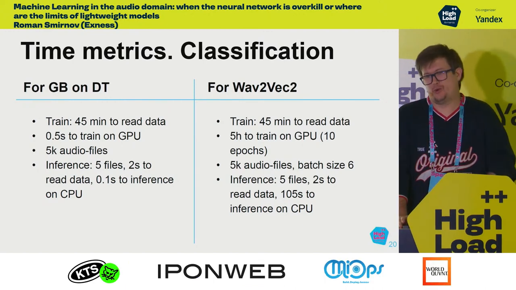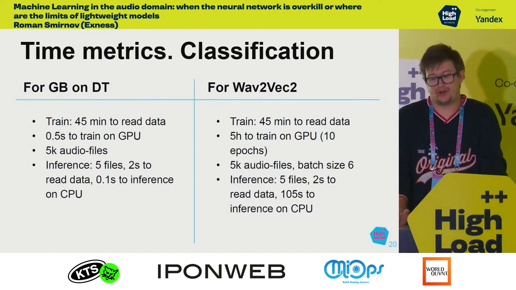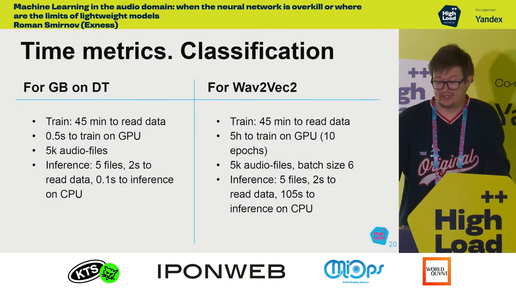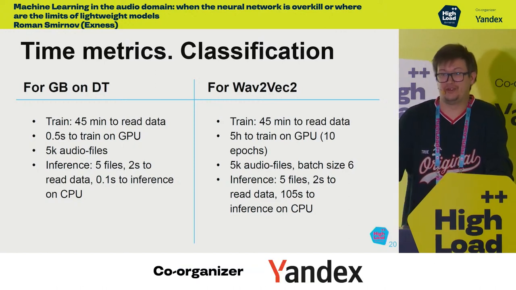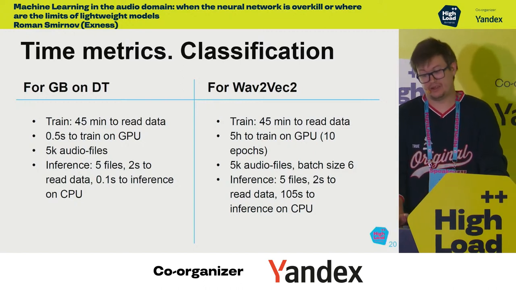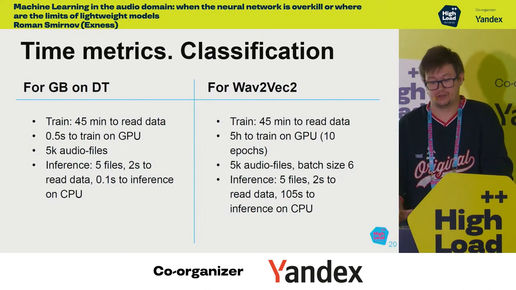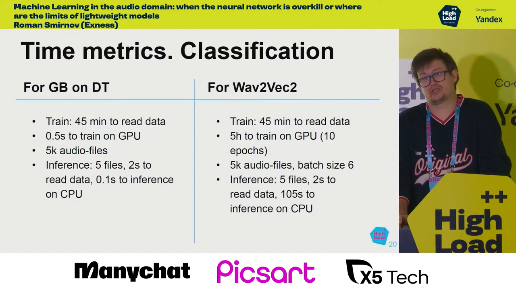For training, we use GPU instances for both of these models. To train gradient boosting, it took in this case less than 1 second on GPU. For the wav2vec model, it took 5 hours to train over at least 10 epochs. You can see that the dataset was the same, similar in both cases. It was 5,000 files.